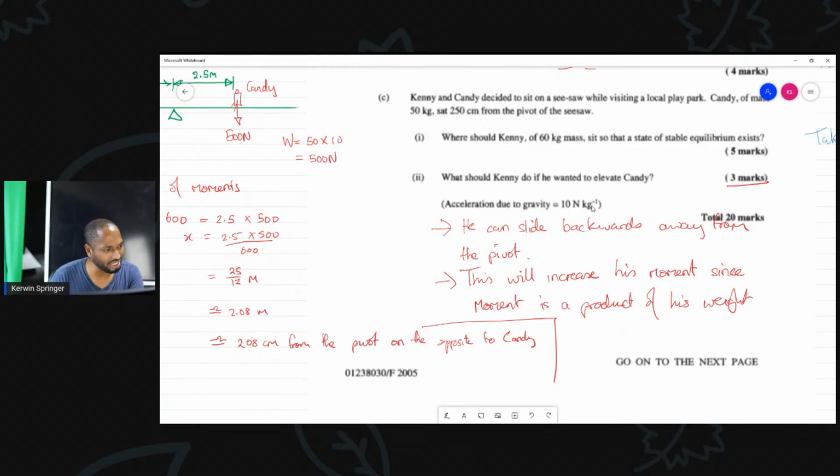So when you see the marks, fight for your marks in physics. It's physics, yes, but you definitely want to explain your answers, especially when you see 1 mark and that kind of thing. If you have 2 definitions for your Newton's law, put your 2 definitions, put your equation, your unit, secure the bag. This is about securing the bag. You can thank me later. This will increase his moment, since moment is a product of his weight and distance from the pivot.